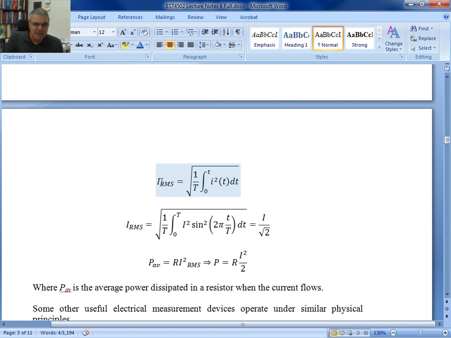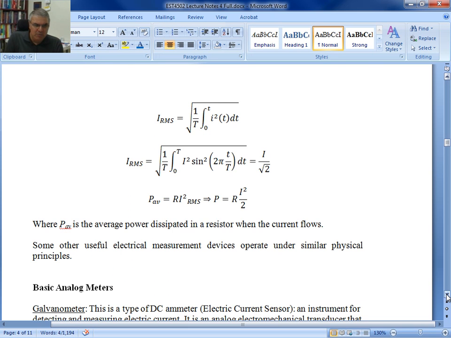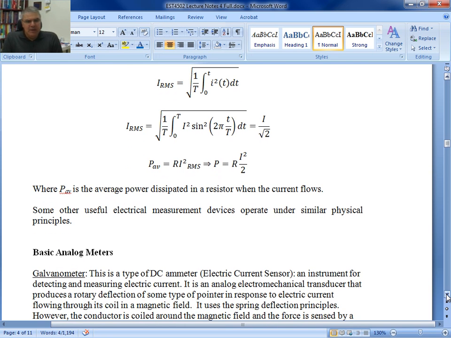Basically, in order to calculate the I sub RMS, we would take the integral of the function at time t from 0 to T divided by a period, take the square root of that, and that would give us I sub RMS, as you can see here. From there, we can also calculate the P sub AV, which is the average power dissipated in a resistor when the current flows. They're pretty straightforward the way we apply it for this class.